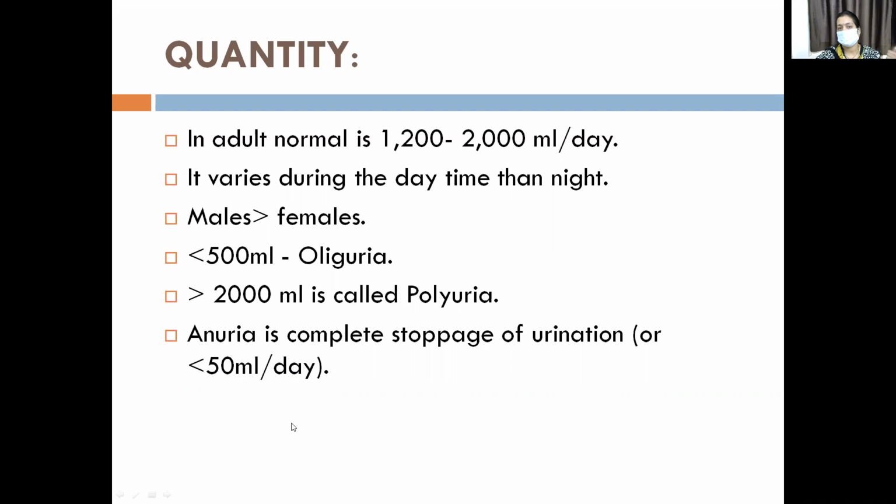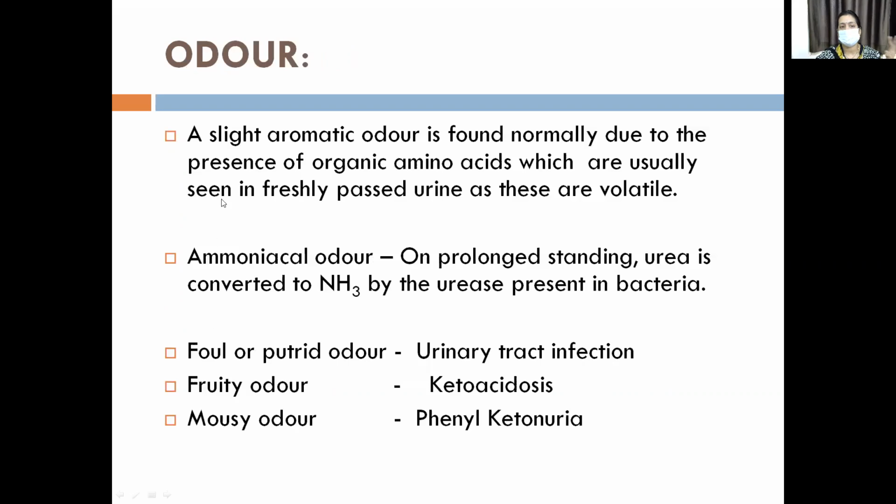Okay. So we've seen appearance, color and quantity. Now odor. A slight aromatic odor is normally found due to the presence of organic acids. So a light odor will be there in urine, because of the organic acids.